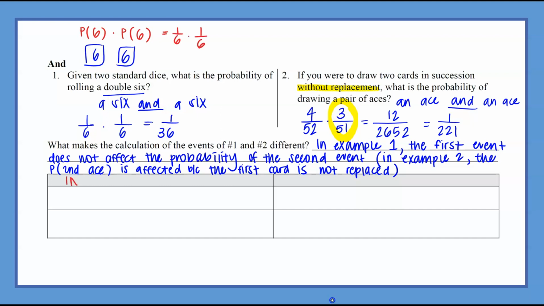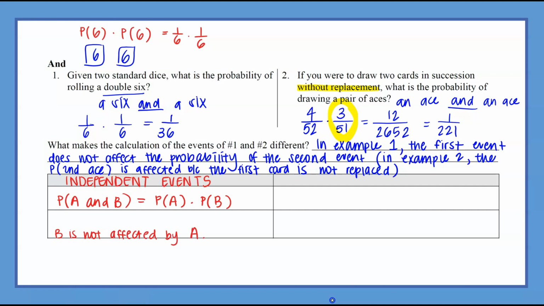For independent events, you have two separate events, events A and B, where the probability of both A and B occurring is equal to the probability of A times the probability of B. How do you know that the two events are independent? B is not affected by the outcome of A.